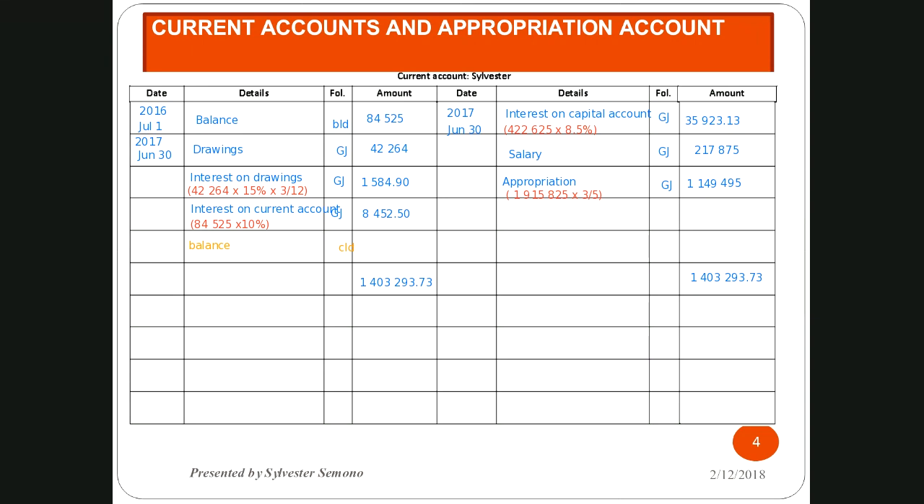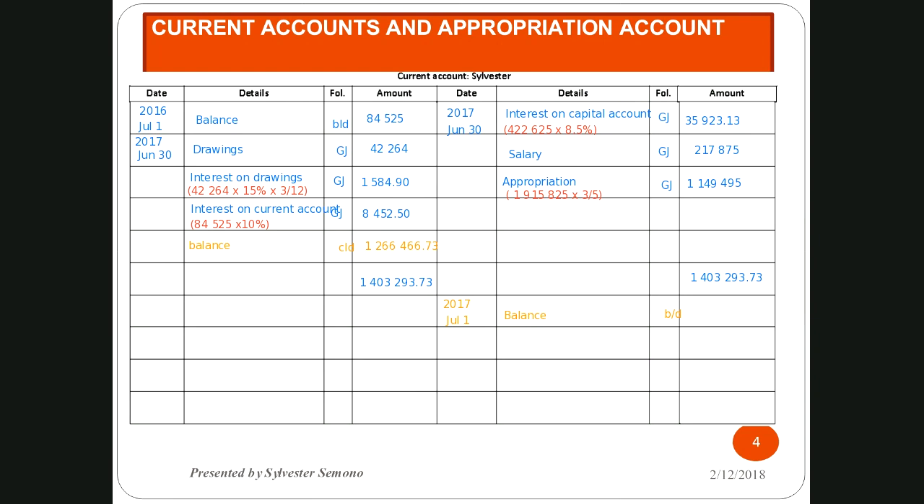1,266,466.73. And the same amount must be brought down on the other side, and then we're going to put the date, which is the 2017 part. It must be the next financial year first, and then we call this balance brought down. That balance brought down must always be the same as the carry down on the other side. So this is how the current account for Sylvester must look.